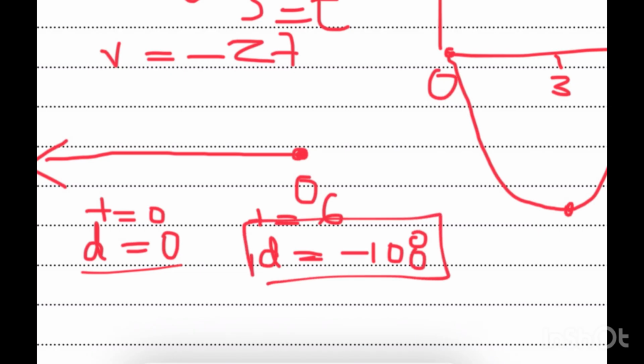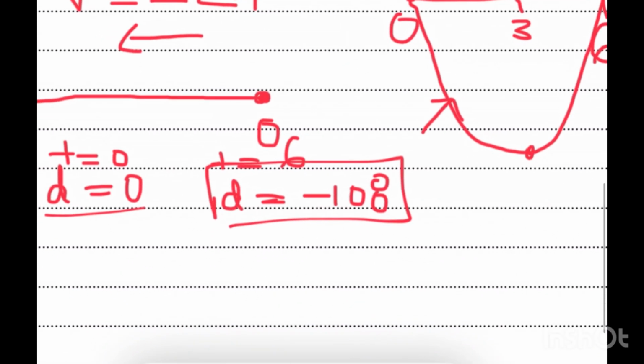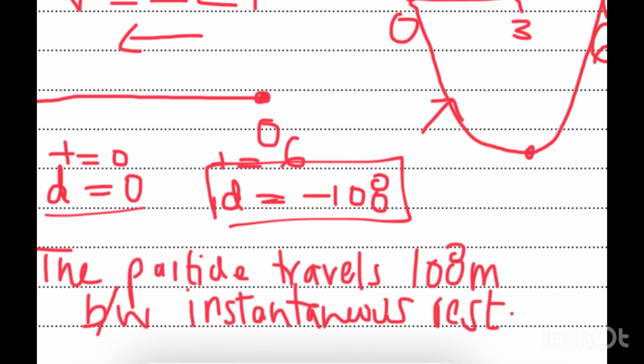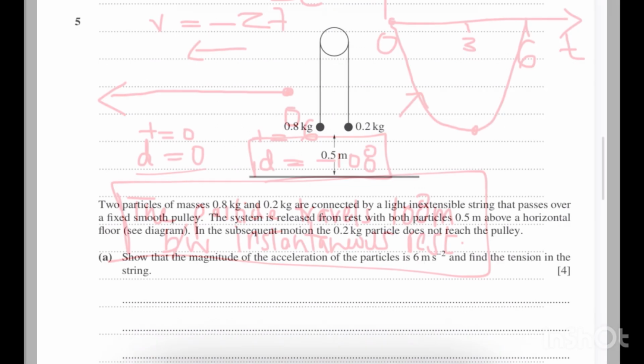Again, it means the same thing, that instead of moving rightwards, the particle just moves leftwards as indicated by this velocity time graph that we drew. So now we have the distance traveled between the times when the particle is at instantaneous rest, which is 108 meters. So with that, we're done with question number 4. So on to question number 5.